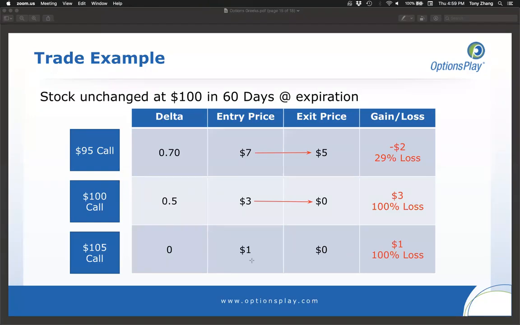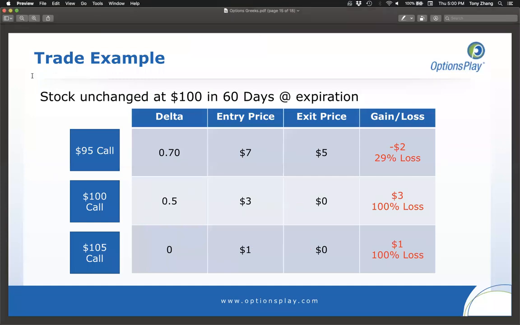So I lose 100%. Same thing with the out of the money, I also lose 100%. So as you can see here, there's a benefit to buying in the money options when the stock doesn't move in your favor, because even if it doesn't move at all, you're not going to lose 100% of your investment as you do when you buy an at the money or out of the money option. So keep that in mind next time you're buying options, thinking about which one you want to select.